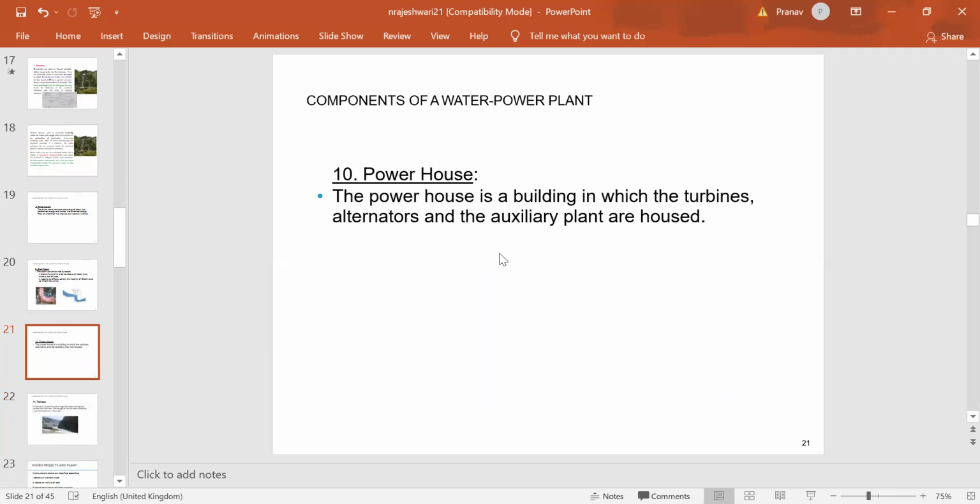Coming to the powerhouse. The powerhouse is a building in which the turbines, alternators and the auxiliary plants are housed. So the turbine connected with the alternator and also the auxiliary plant are housed in this powerhouse. This is a building constructed for housing these turbines, alternators and auxiliary plants.